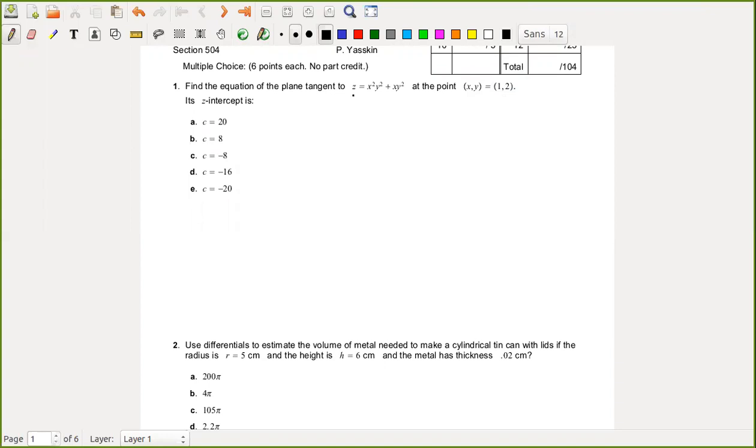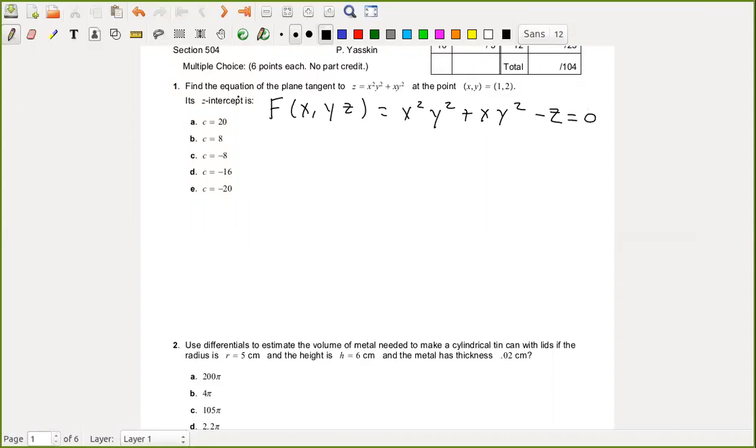So the surface is given by the graph of an equation, z equals x squared y squared plus x y squared. There are a number of ways to do this, and I'm going to do it one way. Instead of writing it as the graph of a function, I'm going to write it as a level surface. So I'm going to define a new function, f of x, y, z equals x squared y squared plus x y squared minus z, and this is equal to 0.